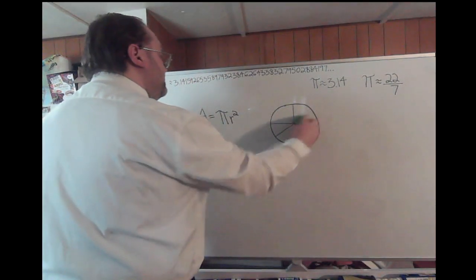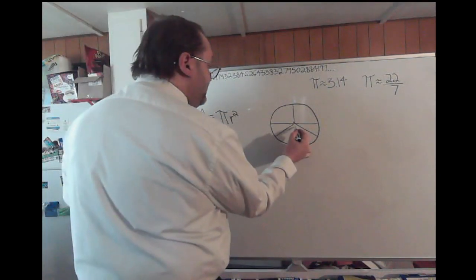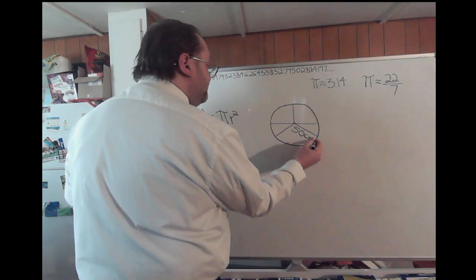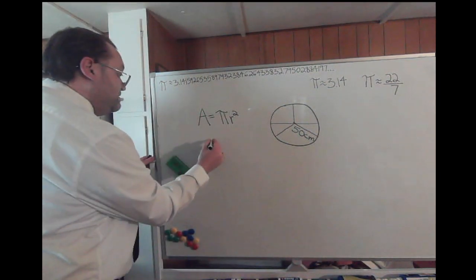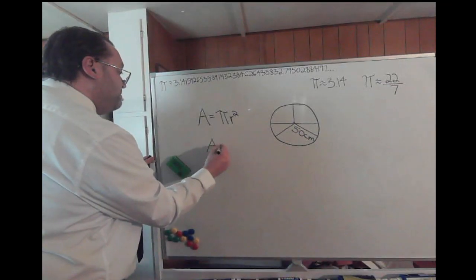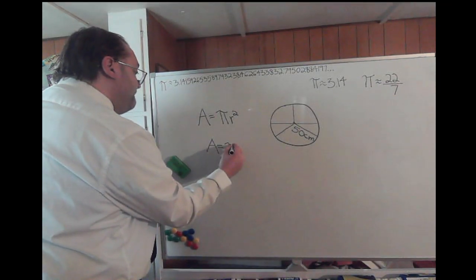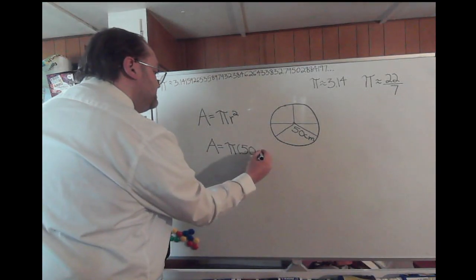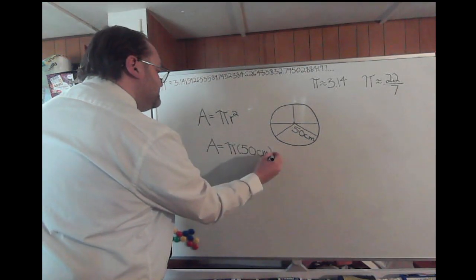Now let's say I'm going to bring back that 50 centimeter radius again. So the area in this case is going to be equal to pi times that 50 centimeters to the second power.